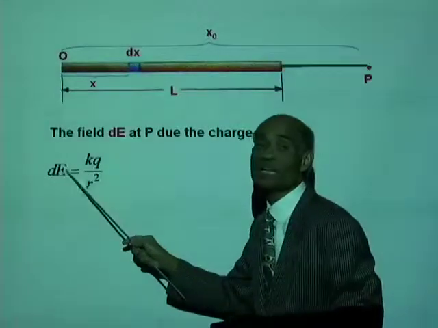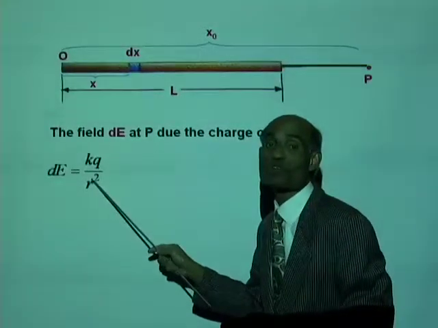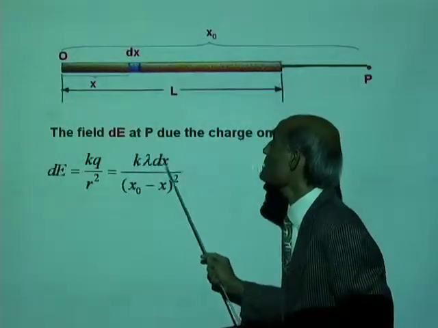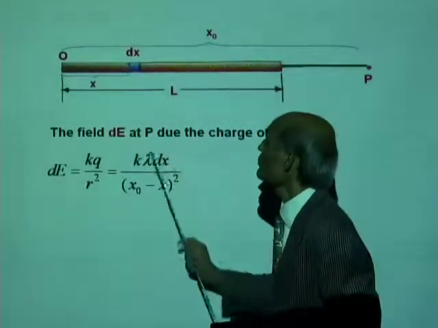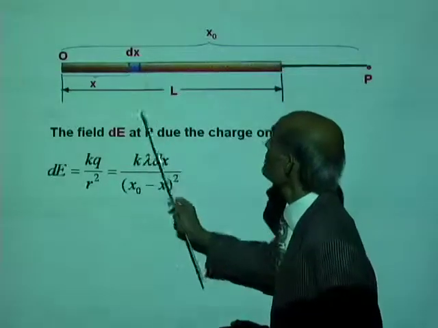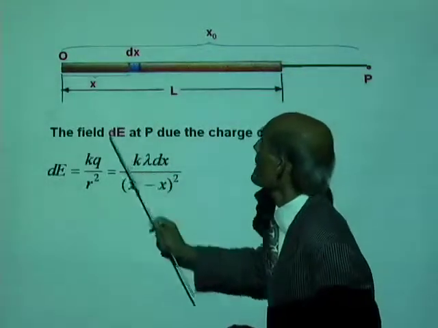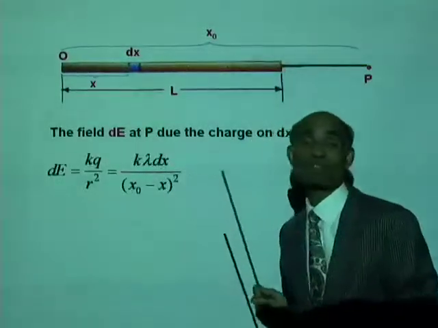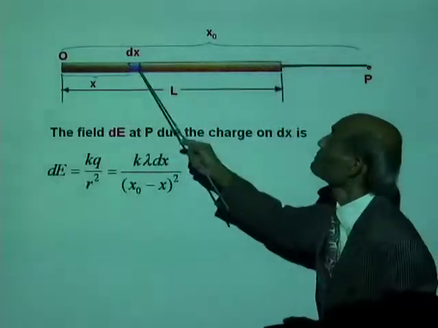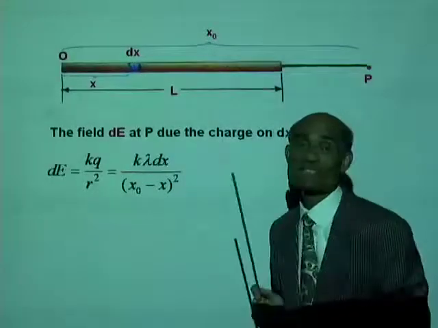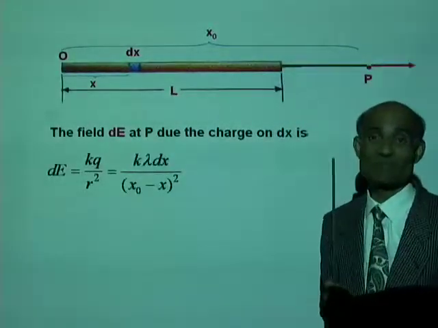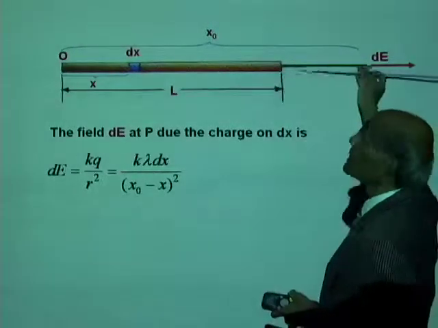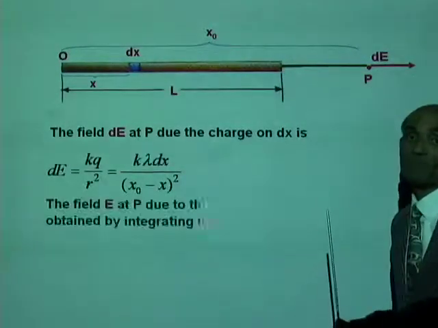So we have dE equal to kq over r squared. That will be k lambda dx. That is the charge on this. And the distance is x0 minus x, and so you square it. This is the electric field at P due to this small segment of length dx. Alright? And this is dE, which will be directed away.